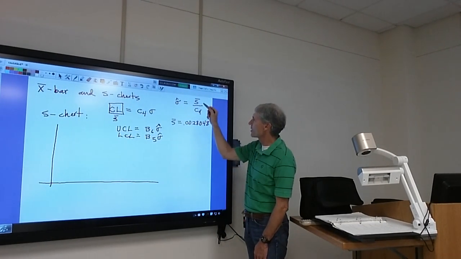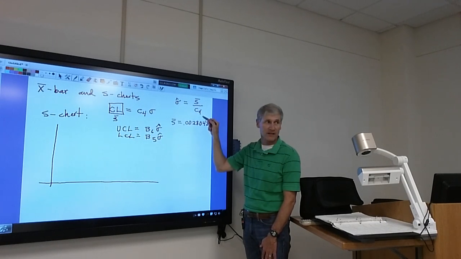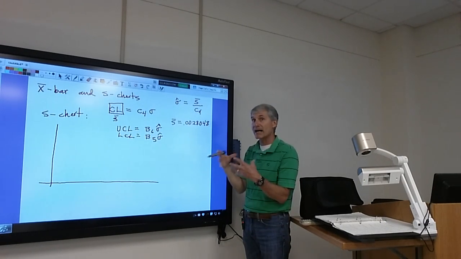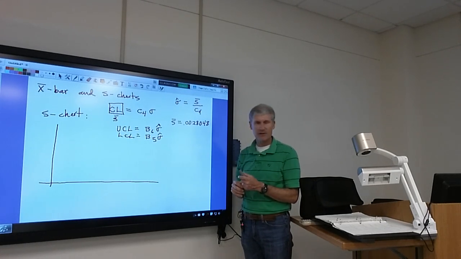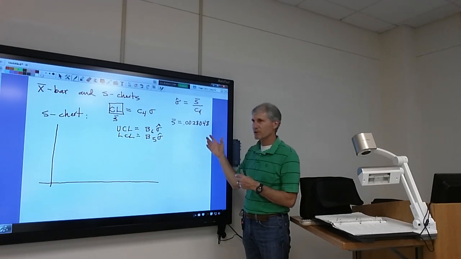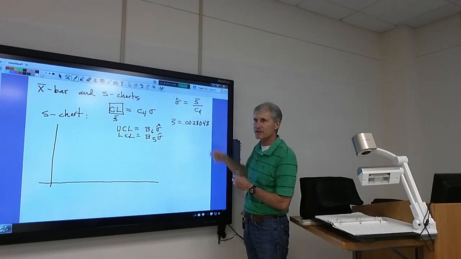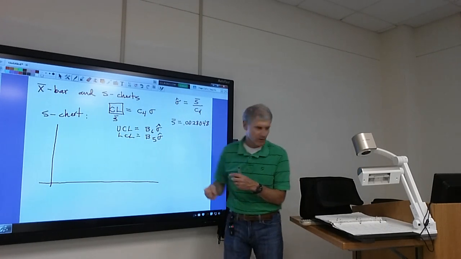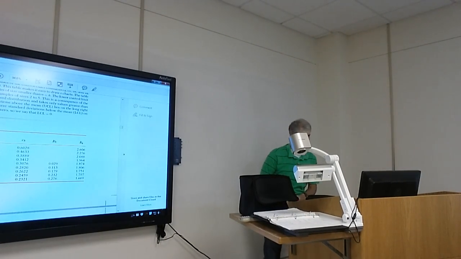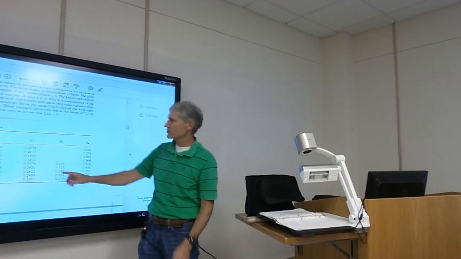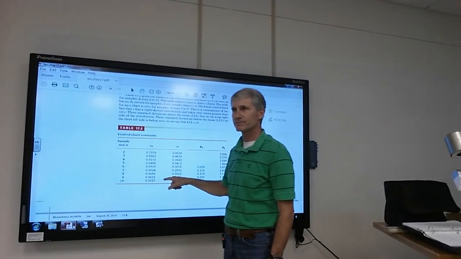So now I got S bar, I need this C4, and that's a constant that corrects for the bias in averaging standard deviations. Remember that was a biased estimate of sigma, so to correct it, you divide by this constant. Right? So, here is the table that shows what those constants are.